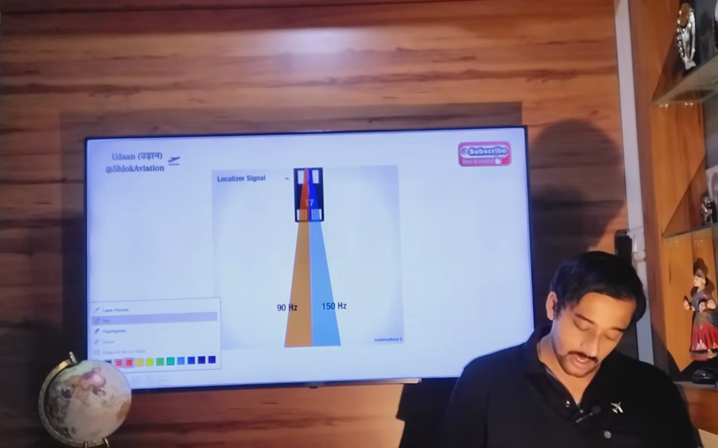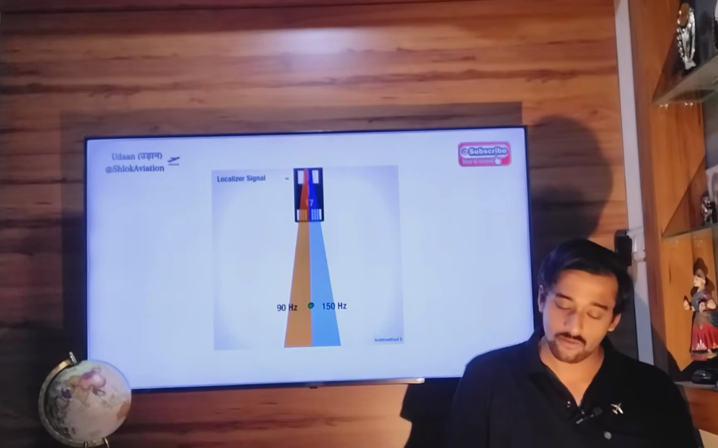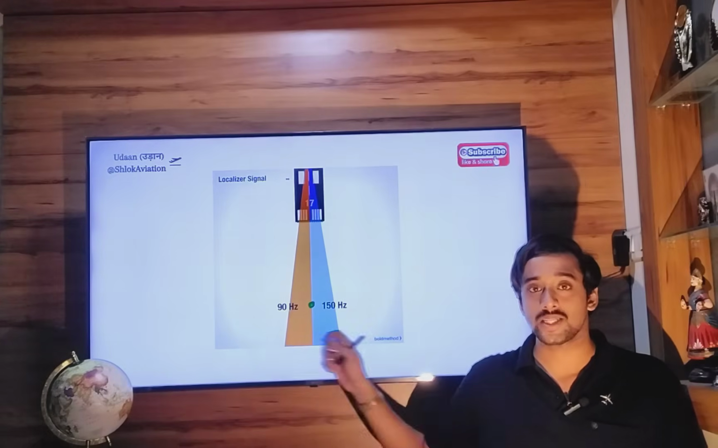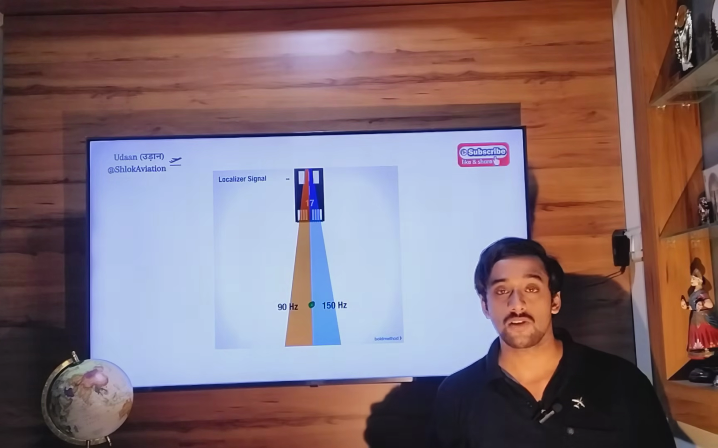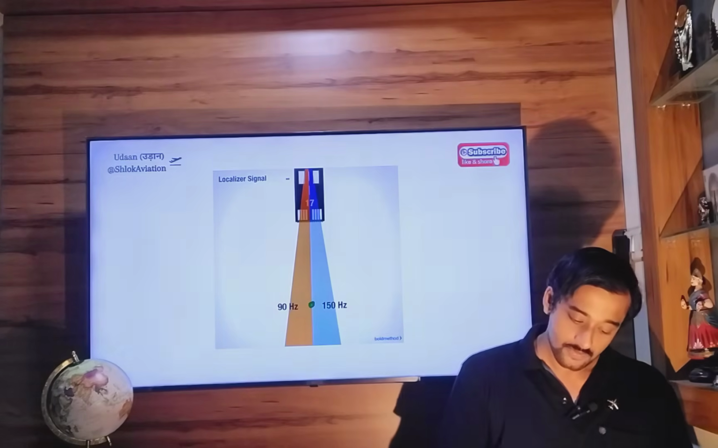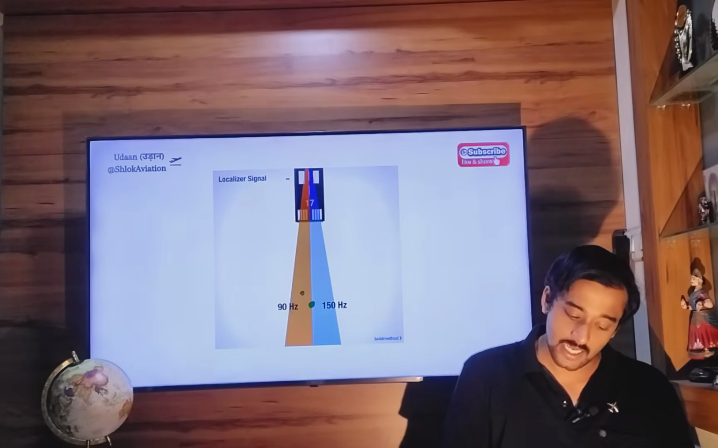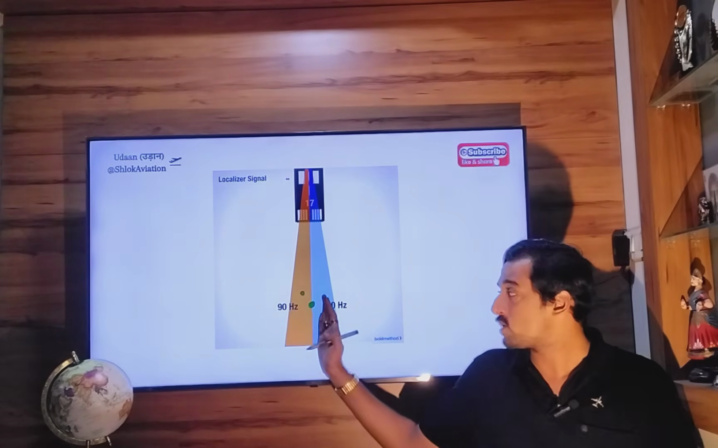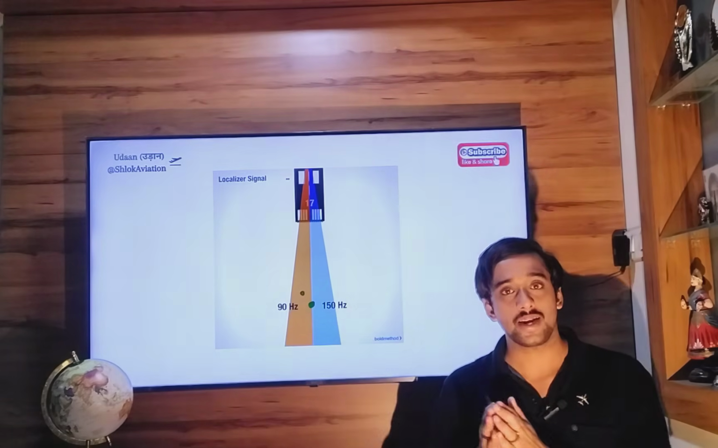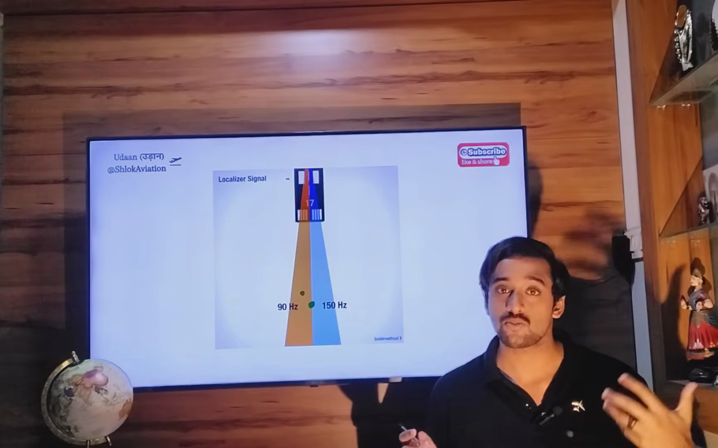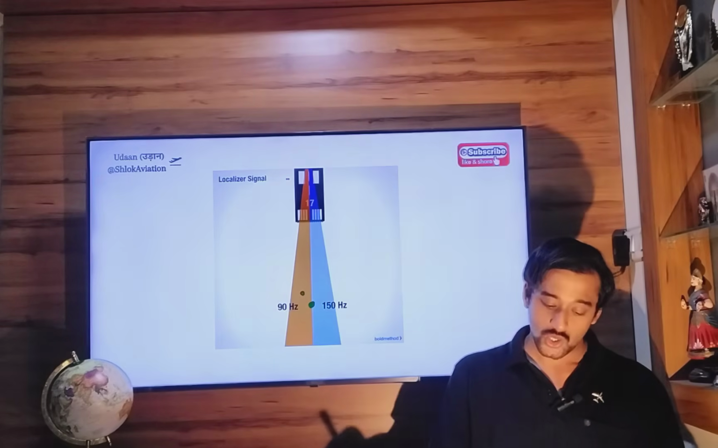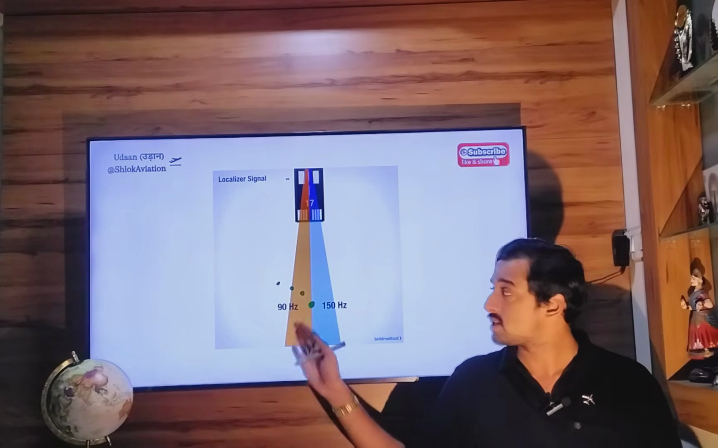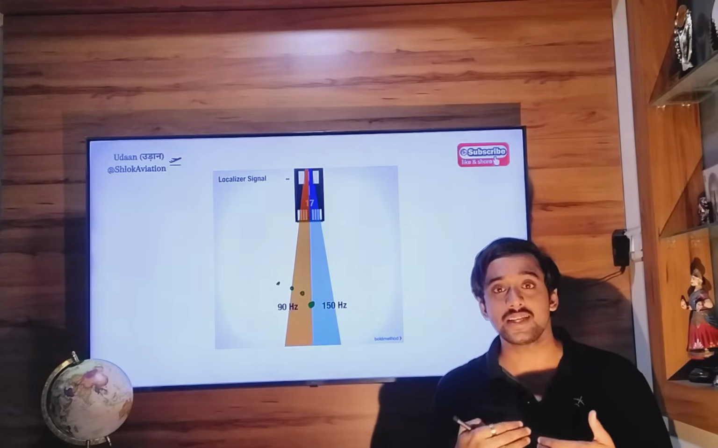Let's say that you are correctly on the center line of this runway. When you are exactly on the center line, you will receive both these modulation frequencies equally. The difference in depth modulation will be equal, the same. If you get deviated to the left hand side by 1 degree, let's say, the difference in depth modulation will not be 0. When you are on the center line, the difference is 0. But when you get deviated, the difference increases. It's more than 0. So as this deviation goes on increasing, the difference in depth modulation will also increase with it.